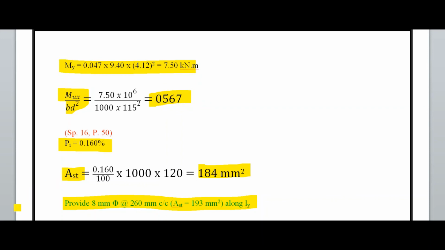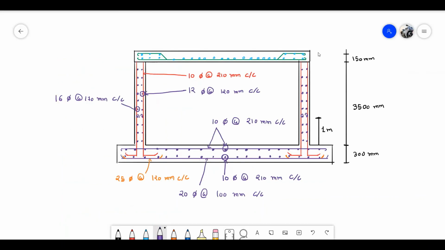Now we have to draw some sketches. Now you can see here is a sketch of the water tank. You can see the reinforcement: 10, 12, 10, 10 mm there, 20 mm there, 25 mm there. And here is a height 1 meter, 300 mm, 350 mm, 150 mm. So here is a sketch of water tank. So my design is completed here.